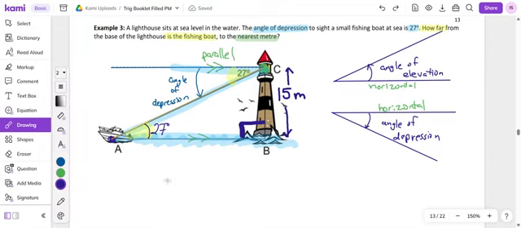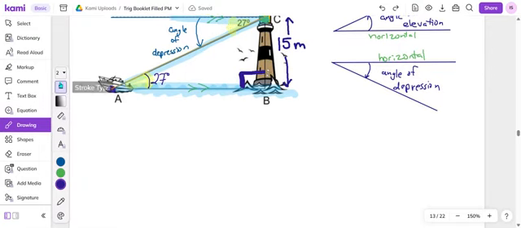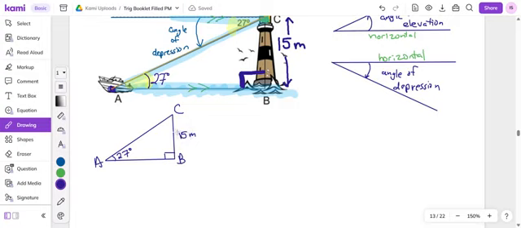Okay, before I solve, let's redraw this triangle. There's a lot going on in that picture. So let's redraw it. Only triangle ABC. So I know this is a right angle, angle B. C, I don't know. A, I know it's 27 degrees. And side A is 15 meters.